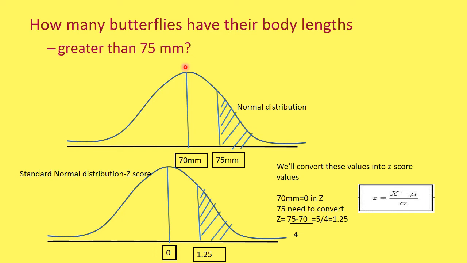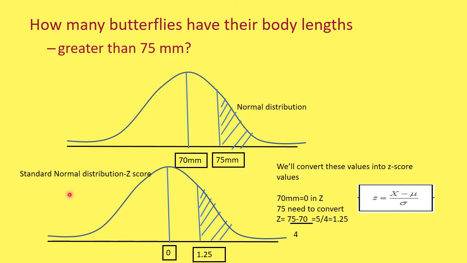Now we'll go to the first question. How many butterflies have their body length greater than 75 millimeter? We all know the mean is 70 millimeter in the normal distribution, and 75 millimeter is somewhere here. We have to find how many butterflies have body length greater than 75 millimeter, somewhere in this portion. For that, what is the very first thing we have to do?